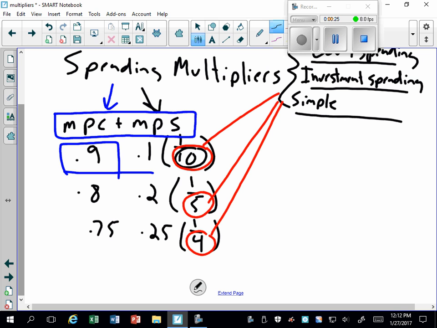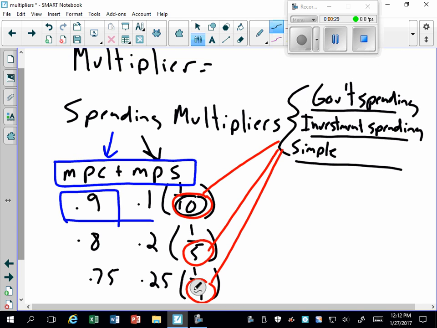Now, there's two other multipliers that you're responsible for. So there's three on the screen here, the spending multipliers. Then there's two other multipliers, which are the tax and transfer multipliers. Now, those are going to be slightly different, but you're going to find them almost the same way. You're just going to add one more step.